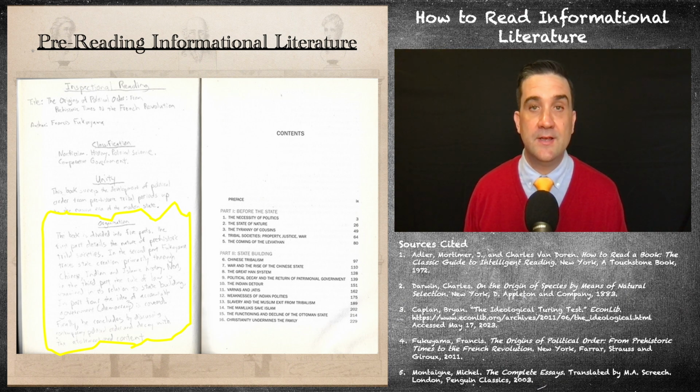Okay, and guess what? Now that you've finished with the organization of the book, the unity of the book, and the classification of the book, and also written down its author and title, you're now done with the pre-reading, with the inspectional reading, and now you're ready to get to the real reading.